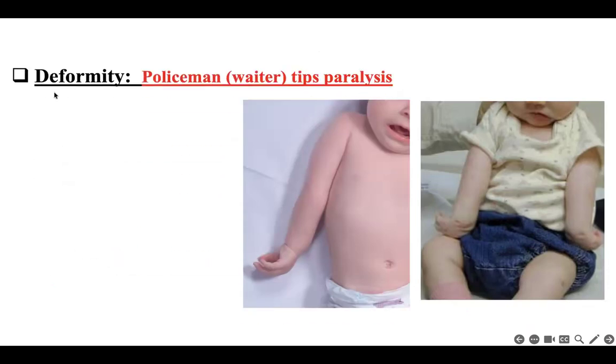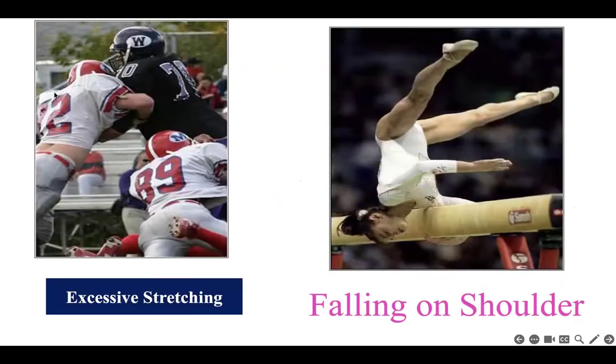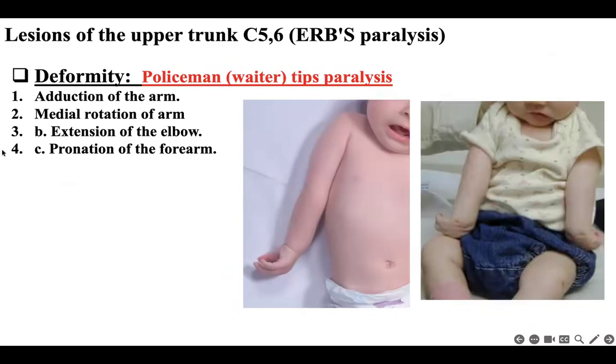This is regarding the deformity of the baby. What is the name of this deformity? We call it Erb's paralysis, and the shape of the deformity is like a policeman or waiter's tip paralysis. This is the position of the baby: the elbow is extended, the upper limb is adducted, with pronation and medial rotation of the forearm. This is the shape of the deformity called policeman's tip paralysis or waiter's tip paralysis.